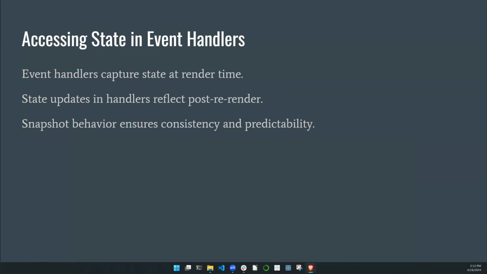Accessing state in event handlers. In React, event handlers capture the state as it was at the time of the component's render. This means that if you update the state within an event handler and then access it, you will get the state before the update. You saw this example. This snapshot behavior ensures consistency, and each render cycle creates a specific instance of event handlers tied to the state as it was. Understanding this is really important because it helps prevent common bugs and makes components more predictable.